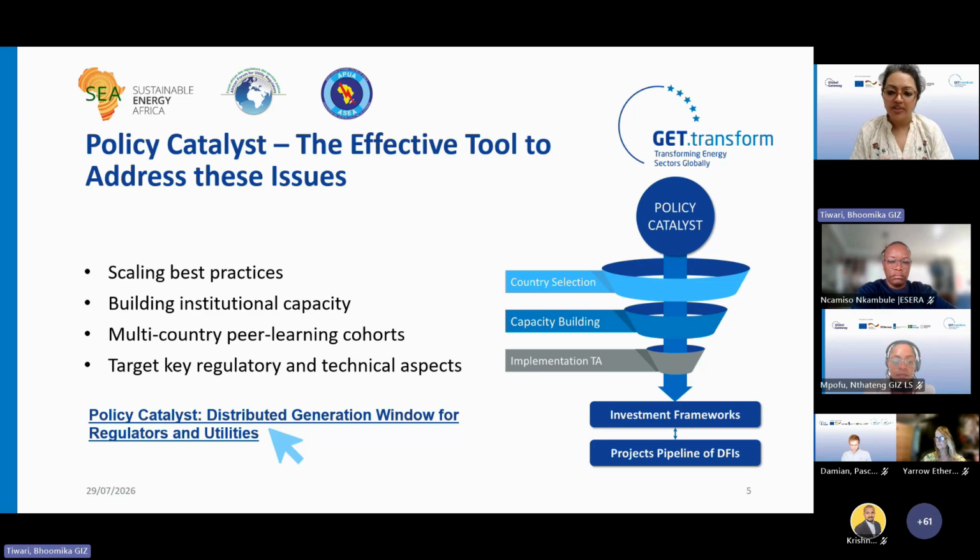All of them from various different countries come together, and we take them on a learning journey using pre-prepared templates, modules, and training material, covering all the regulatory and technical fundamentals that need to be put into place to ensure regulation and safe introduction of distributed generation or rooftop solar into our systems.